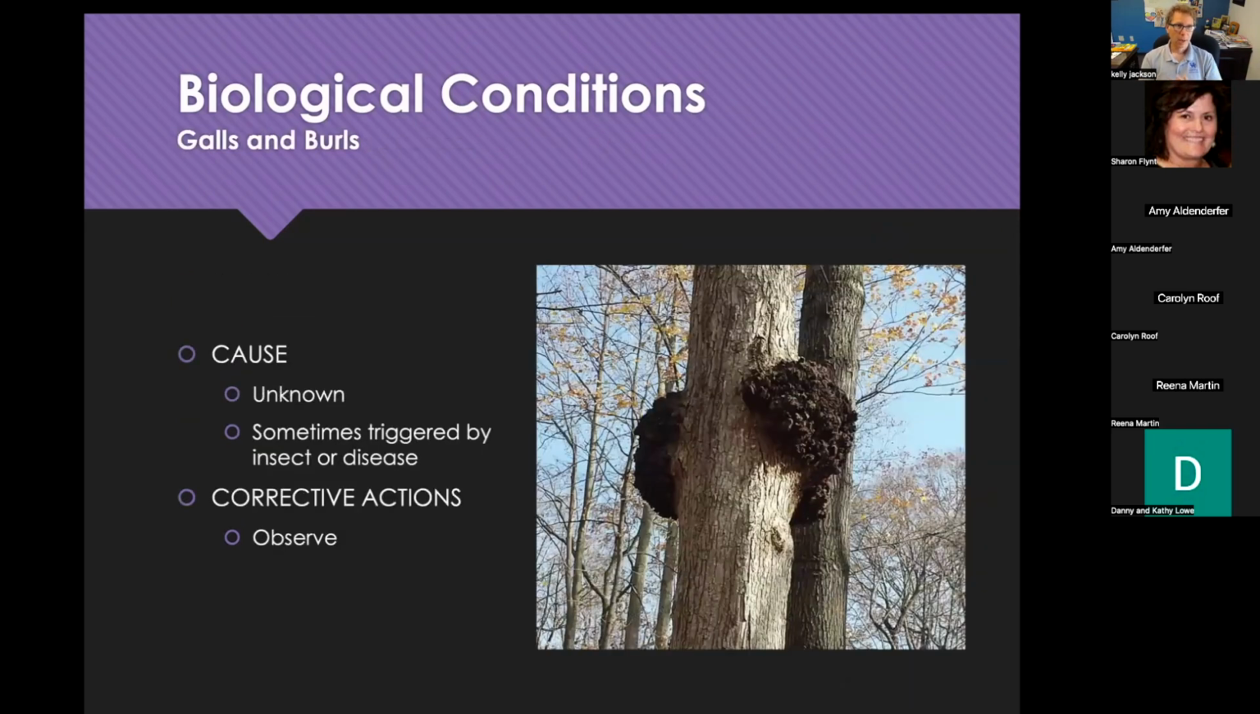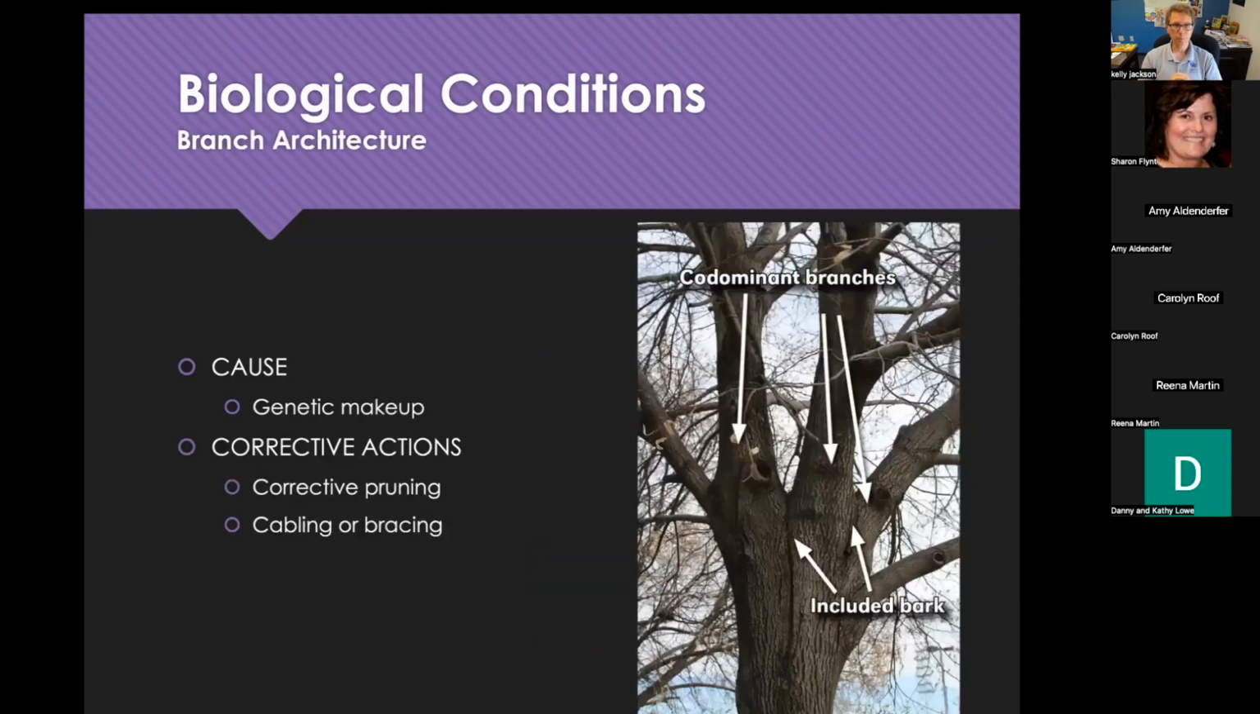That's okay. Galls and burls. Just be careful on this one. When we think about galls, sometimes those are caused by insects, and sometimes they're caused by diseases. Burls are probably a better term for these big knots that form on the side of trees. We don't really know why that happens either. Sometimes they can be triggered by a pest, but then they continue and grow into this burl. What should you do about it? Nothing. Just watch them, look at them. They don't harm the tree in any way. They're just unusual, just a biological condition.